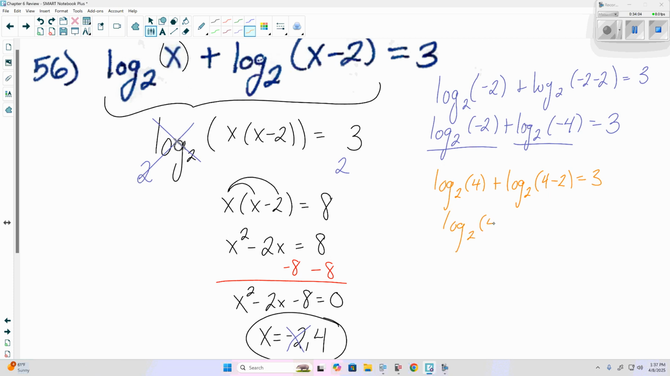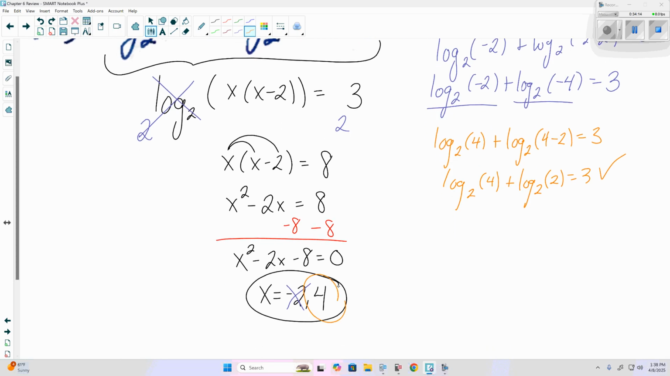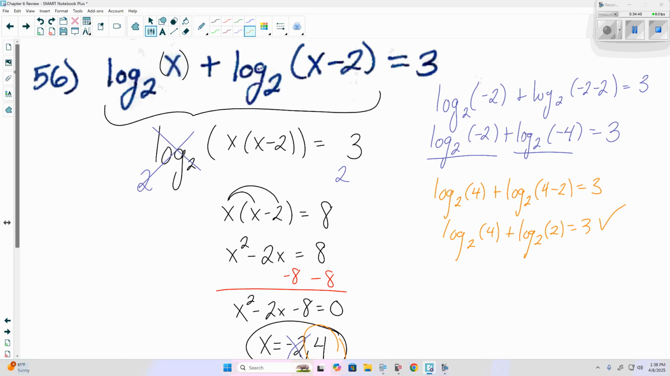Log base 2 of 4 is fine. 4 minus 2 is 2. Okay. We're good there. Because log base 2 of 4 is fine. We don't have a negative or 0 there. Then we have log base 2 of 2. That's fine as well. Both of those work. So x equals 4 is our one solution that works, because negative 2 gave us a value of x that does not work. It gave us 0 or negative inside that log. Questions on 56?